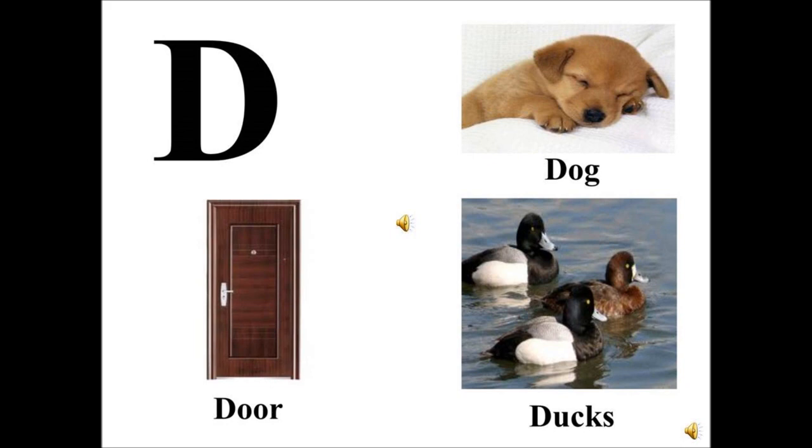What is that alphabet letter? That alphabet letter is the letter D. What is the sound for the letter D? D, D, D, D. What is that picture? That's a door. Door is a D word. Dog is a D word. And ducks is a D word. Door. Dog. Ducks.